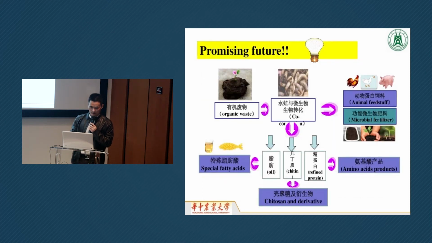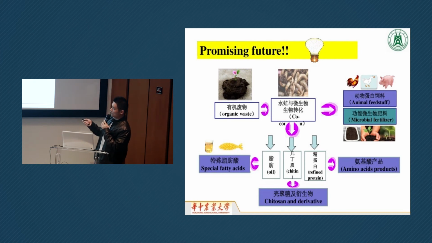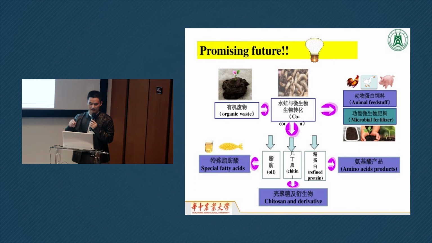So I think I'll use this map to finalize. Black soldier fly is famous and can usually be used for organic waste management. What we use is what we call co-conversion with black soldier fly and microbes to produce animal feedstuff and microbial fertilizer. These are two basic products in China, because our agriculture has a long history. We use chemical fertilizer too much, and the soil quality in China is getting worse and worse. We need organic matter in the soil.